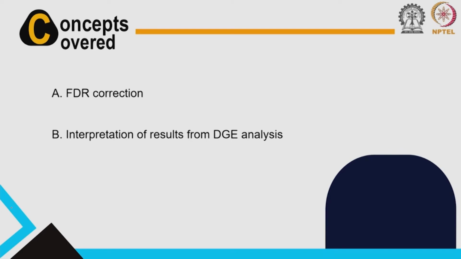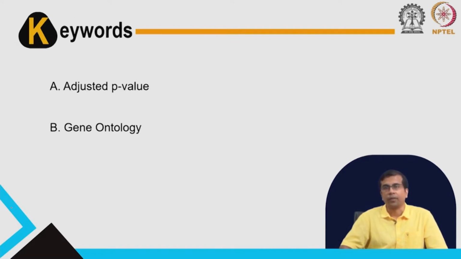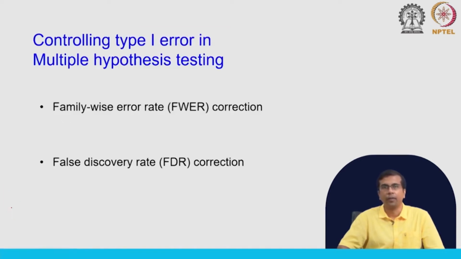First we will discuss the FDR correction method, and then we will talk about interpretation of results from DGE analysis, right. So, we generated this table from DGE analysis, and how do we actually proceed with that result. Okay. So, let us start with the FDR correction today. The first keyword that we will see is the adjusted p value, okay, and we have come across this term before, and the second keyword we will see is gene ontology.